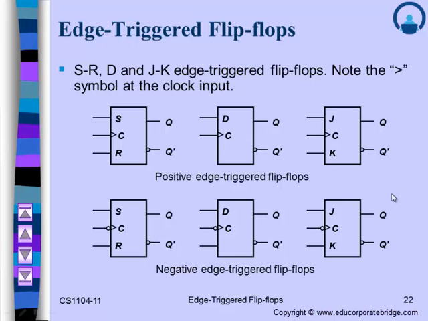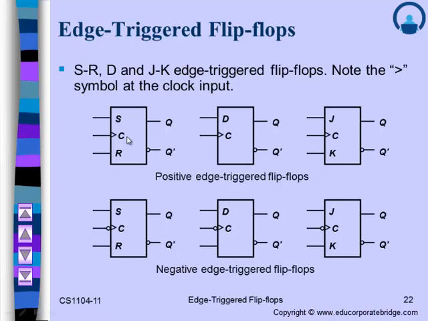Now, the positive edge-triggered flip-flops are shown directly by the greater sign, which we can see here. That is, the clock pulses. Therefore, all of the above are positive edge triggered flip-flops, either SR flip-flop, D flip-flop, or JK flip-flop.